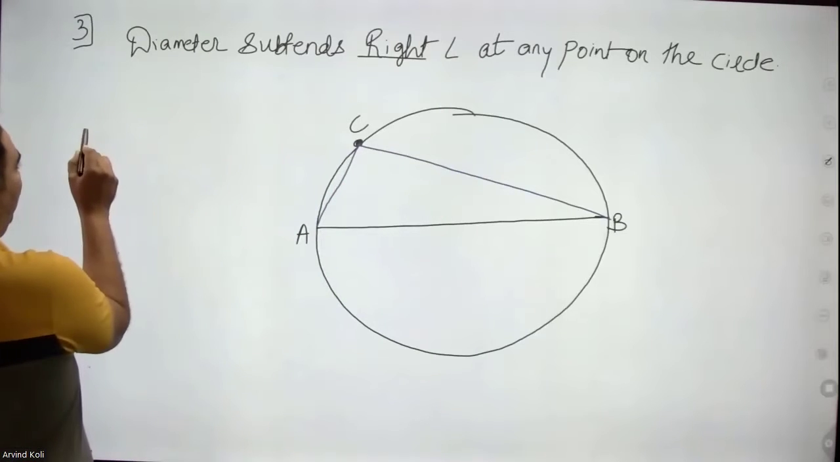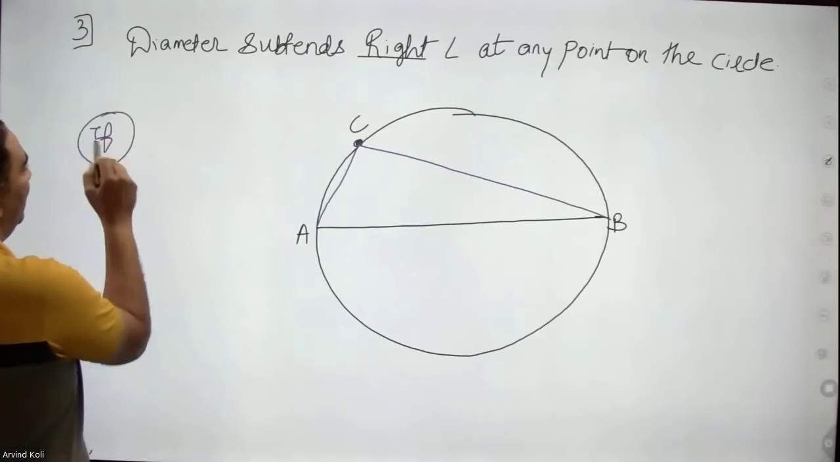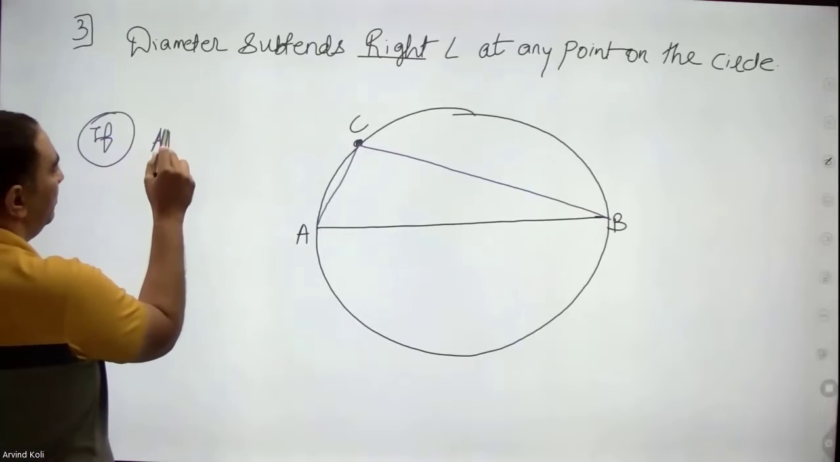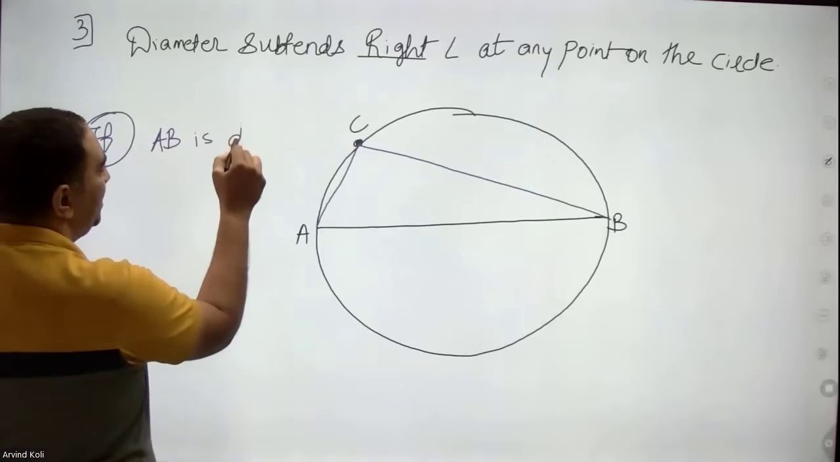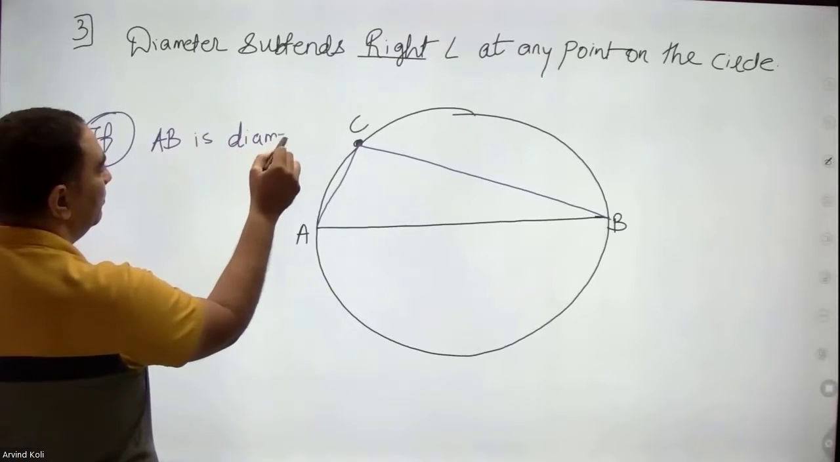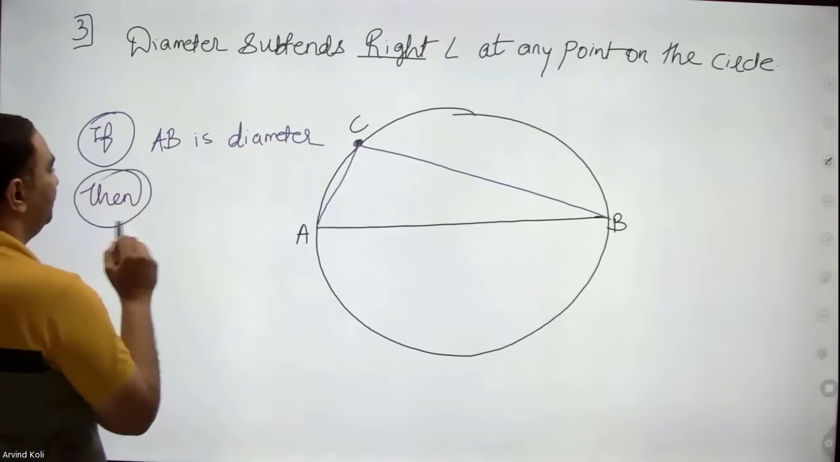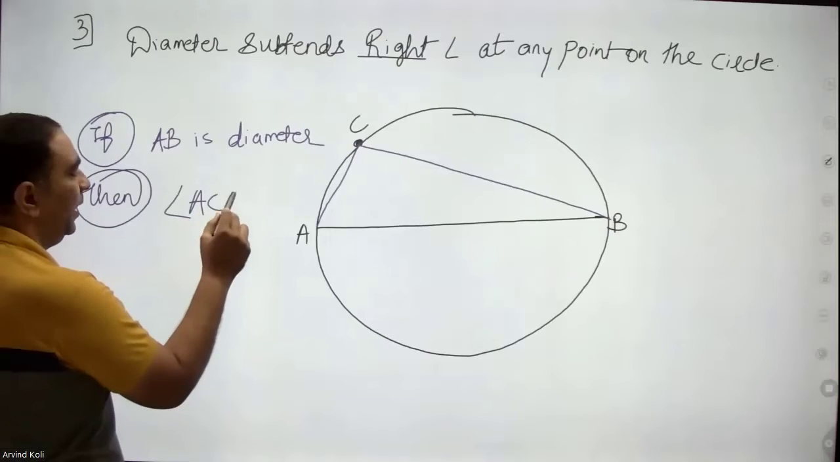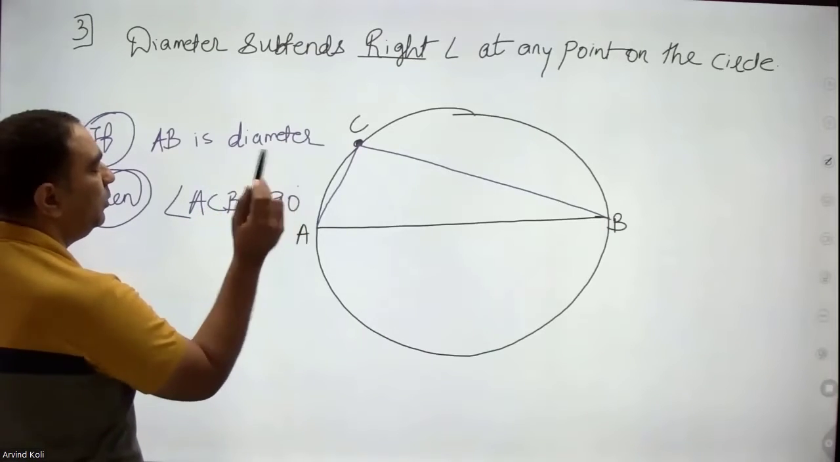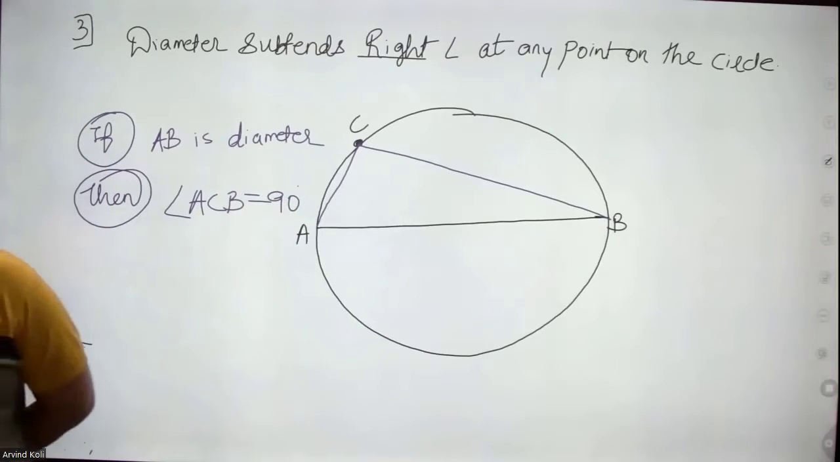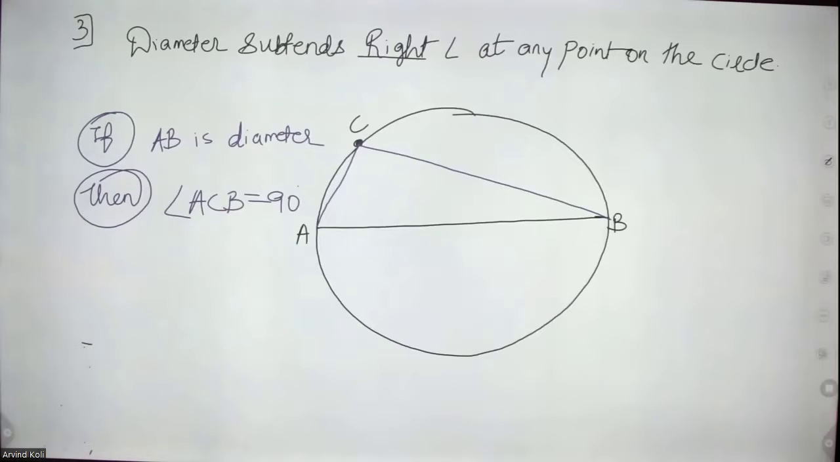So if-then form में फिर से, if AB is diameter, then angle ACB is equal to 90 degree. If AB is the diameter, then angle ACB is equal to 90 degree.